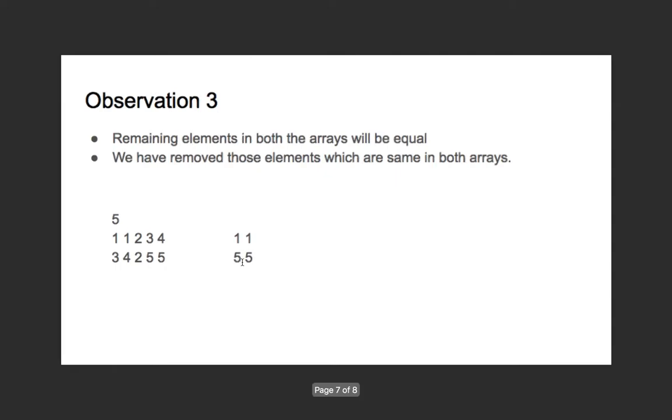The third observation is that the remaining elements in both the arrays will be equal, because we will be removing one element from the first array and one element from the second array. So basically the remaining elements from both the arrays will be equal. Suppose we are storing the remaining elements in two vectors, v1 for the first array and v2 for the second array.